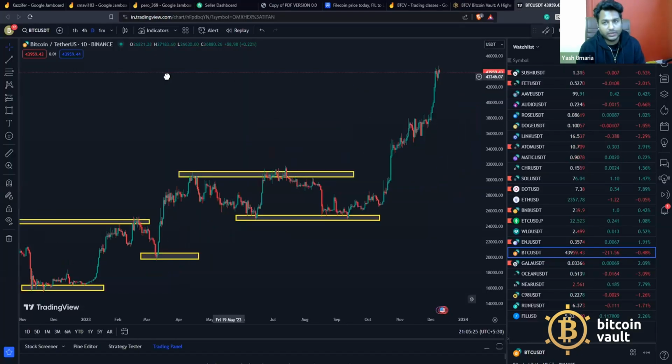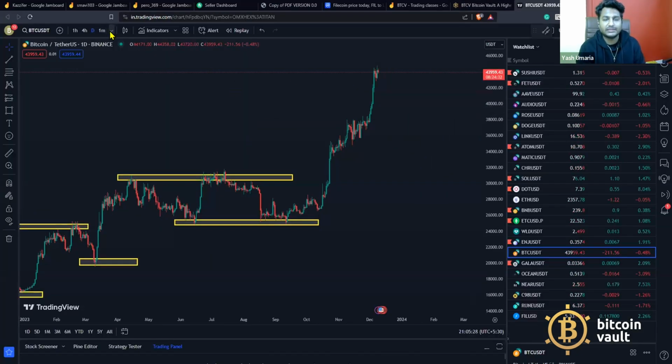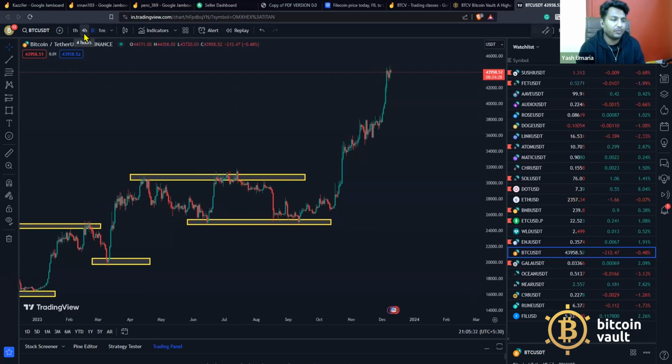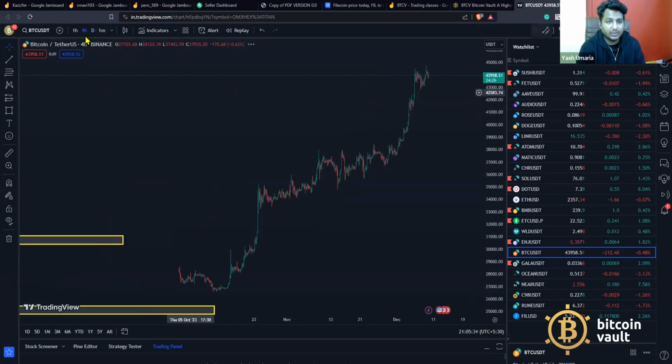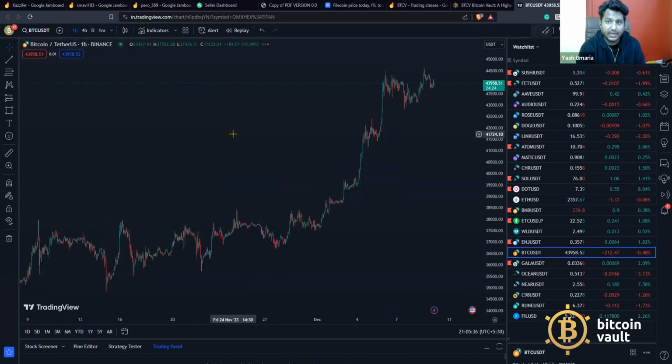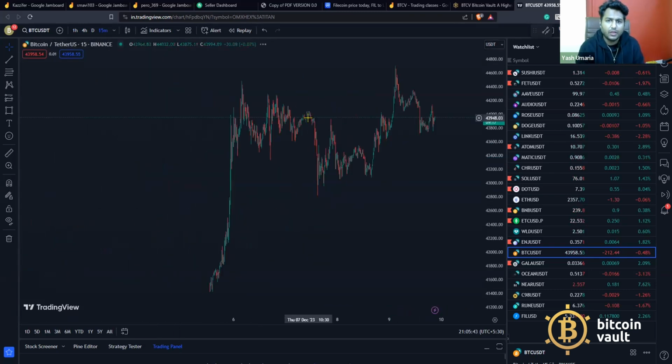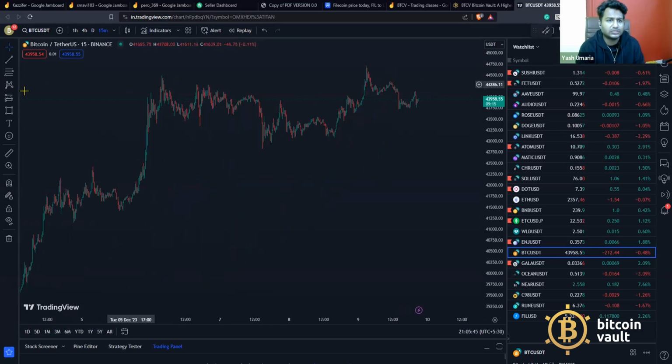And one more thing, support and resistance zones are present everywhere. It doesn't matter if you are playing on a 1-day chart, a 4-hour chart, a 1-hour chart, or even a 15-minute chart. On a 15-minute chart also, I can try to draw some kind of support and resistance.